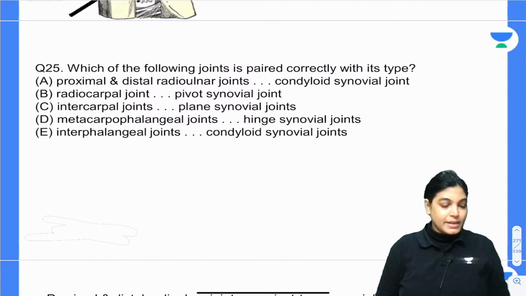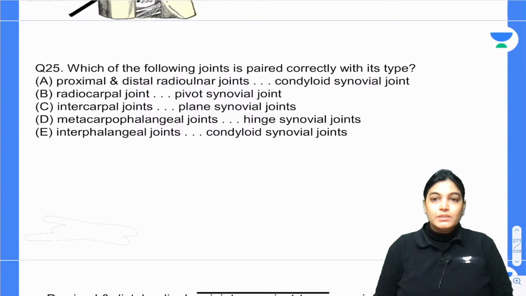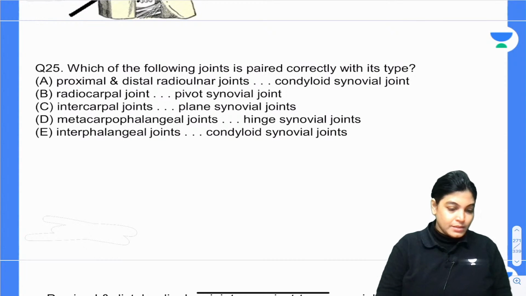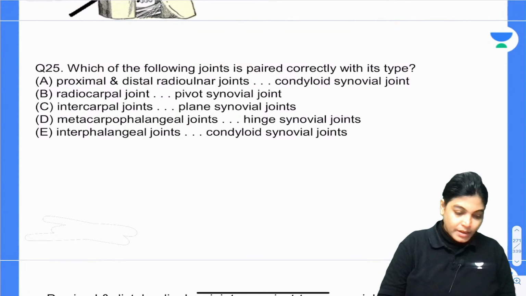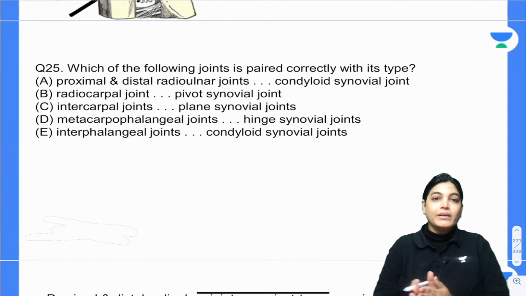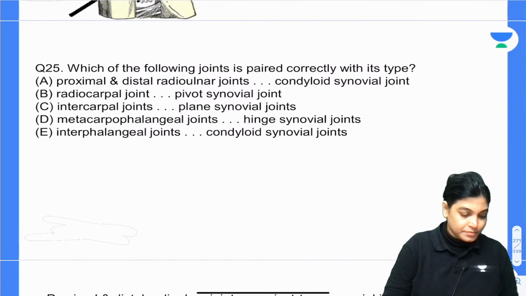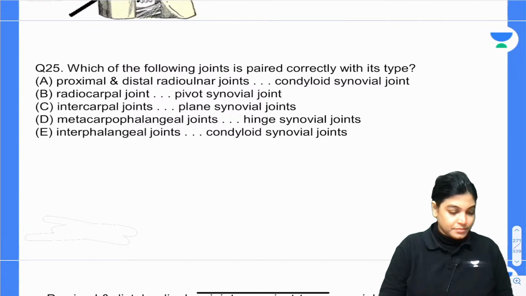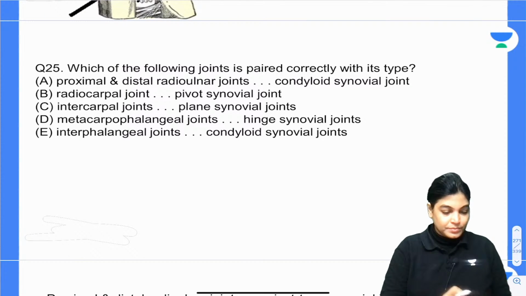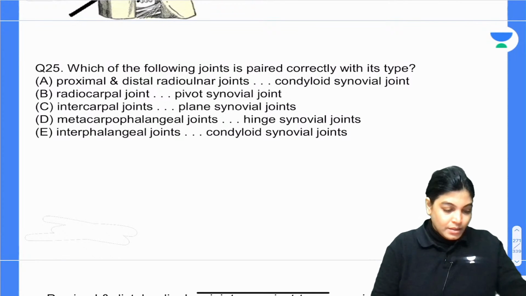Question number 25, please mark the correct answer. Your time starts now. According to you, which is the correct pairing? The joint and the type of joint, which is the correct pairing? So, please mark the correct answer. Your time starts now.